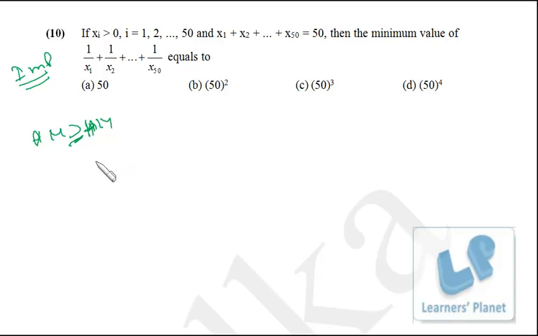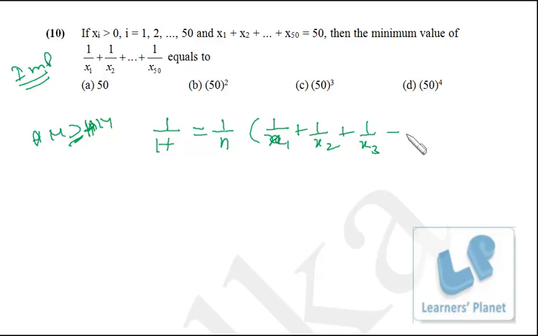Apart from that, arithmetic mean is the sum of observations divided by the number of observations. Now what is the harmonic mean of n positive numbers? Since all the numbers are positive, I assume the harmonic mean to be h, then 1 upon h is equal to 1 upon n times (1 upon x1 plus 1 upon x2 plus 1 upon x3 till 1 upon x50). Precisely n is 50, right?